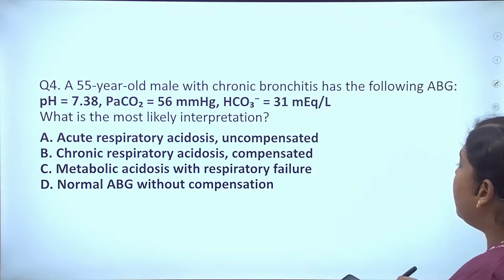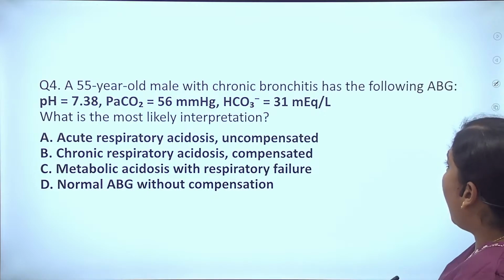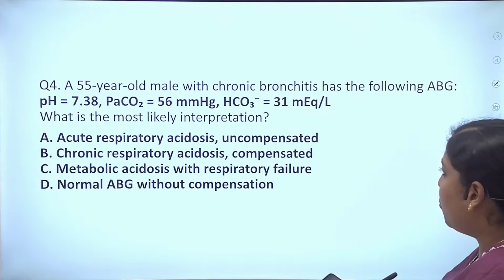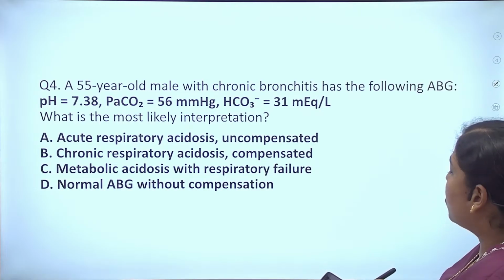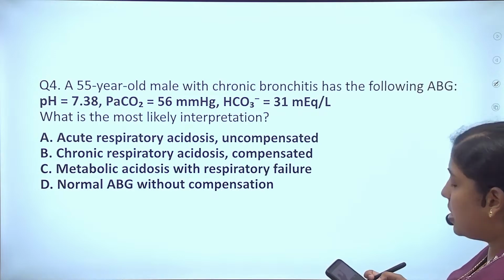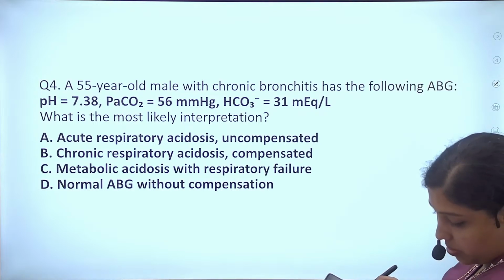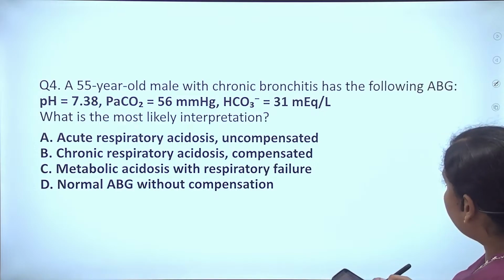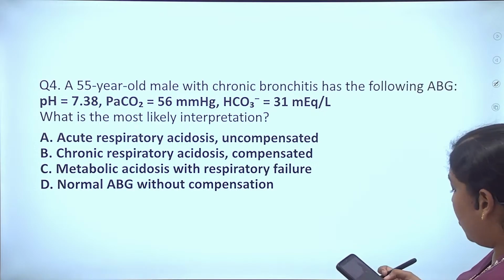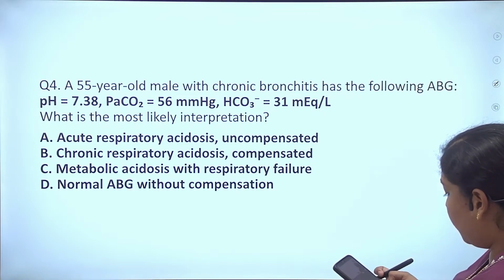A 55-year-old male with chronic bronchitis has the following ABG. The pH is 7.38, the PaCO2 is 56 mm Hg, and the HCO3 is 31 milliequivalents per liter. Now tell me, what is the correct answer?